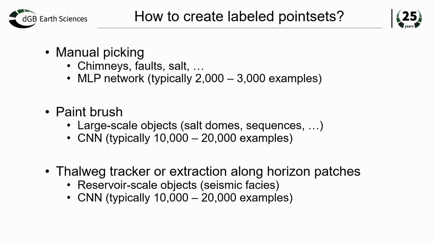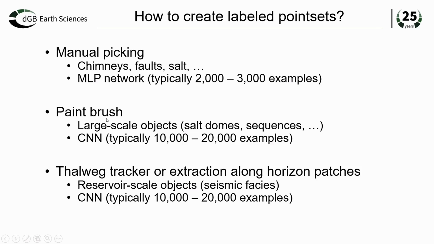So we have a few ways of creating labeled point sets. We can of course do manual picking. This we have done already for quite some time now when we did the fluid migration pathway analysis that we do with the supervised neural network. We simply manually pick example locations. For an MLP network this is fine. We usually don't need that many example locations, so manual picking in this case is fine.